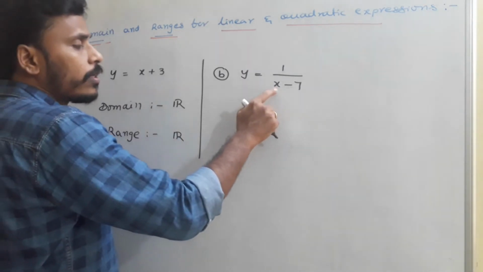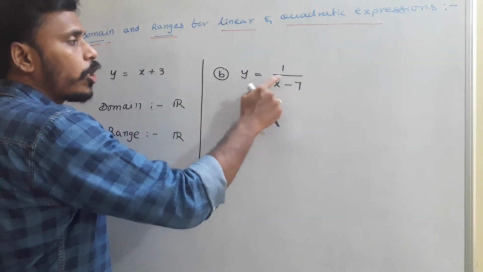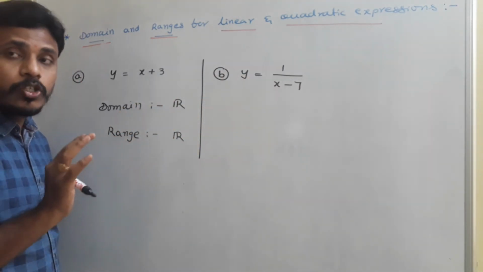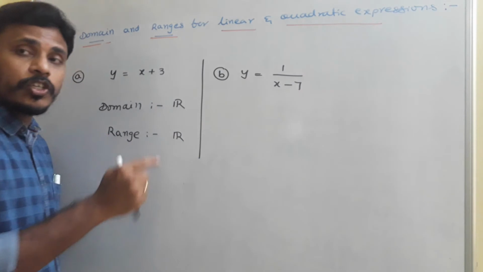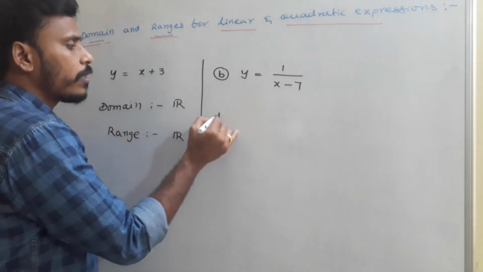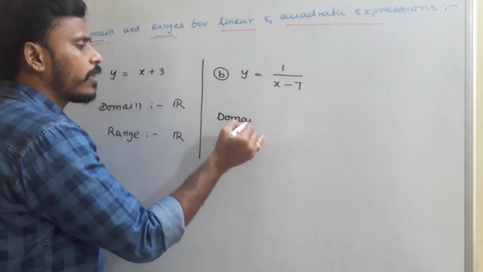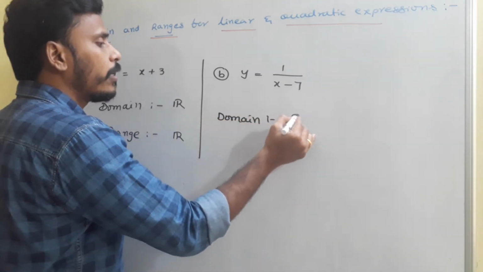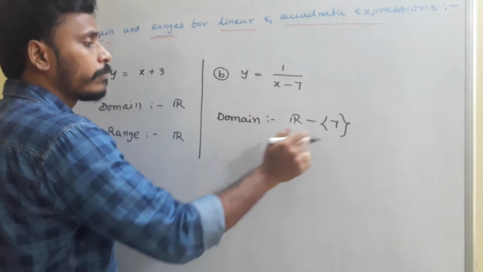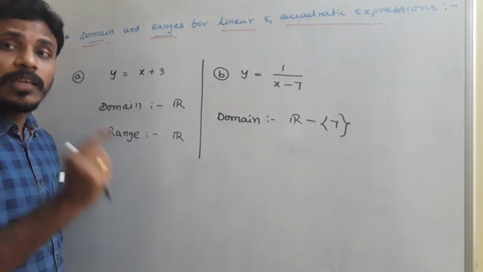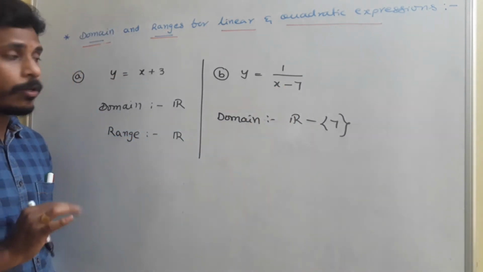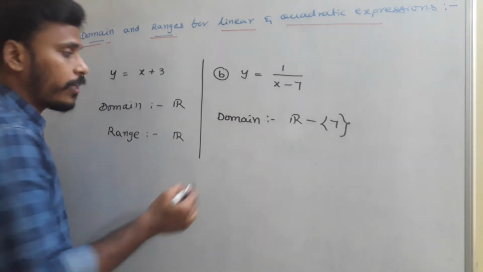So when you think about this, if the denominator becomes 0, that is not acceptable. So to avoid 0 in the denominator, we need to avoid 7 for x. So simply we say that domain is nothing but all the real numbers except 7. Why? Because if you consider 7 in the domain, that means 7 for x, the denominator will become 0. It is not acceptable. So the domain is all the real numbers minus 7.